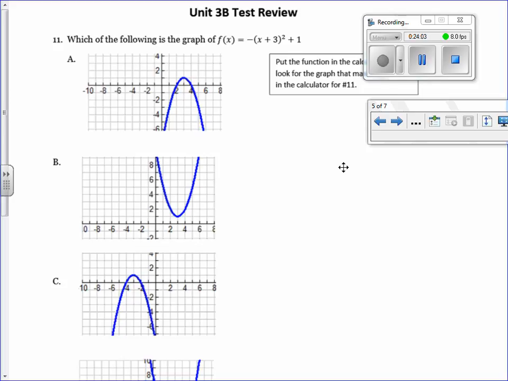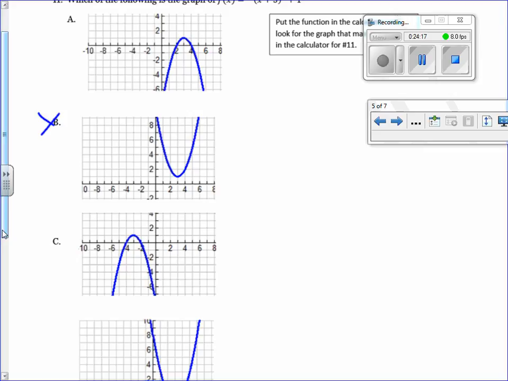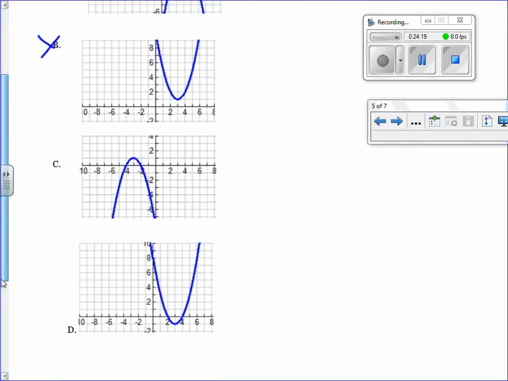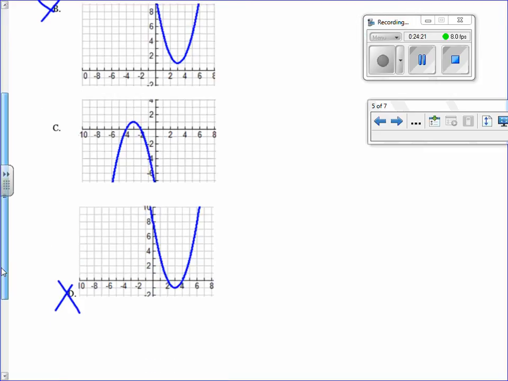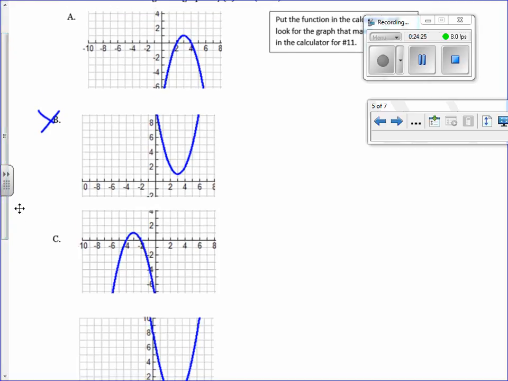Whoever said that, make sure you write a note to yourself. It's okay. Just write a note to yourself. Right? So, gosh, we can eliminate a lot. I can immediately eliminate B and D because they're open upward. And then it's just questioning, is it A or C? It's got to be C.